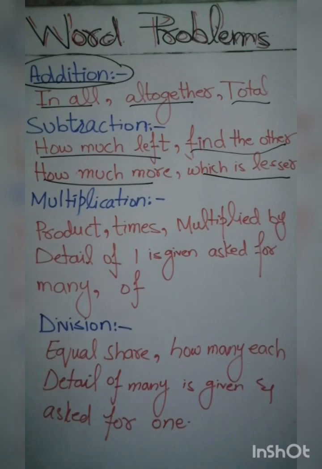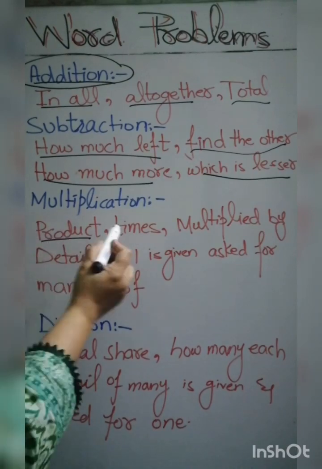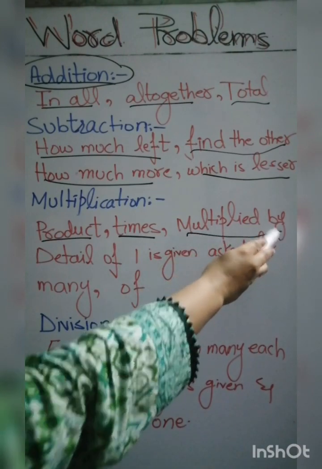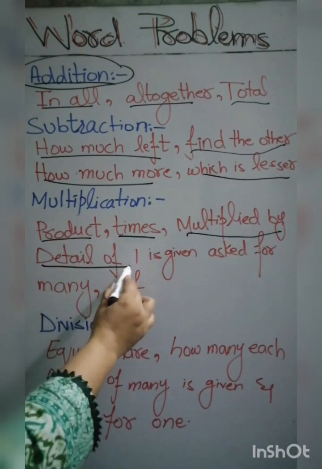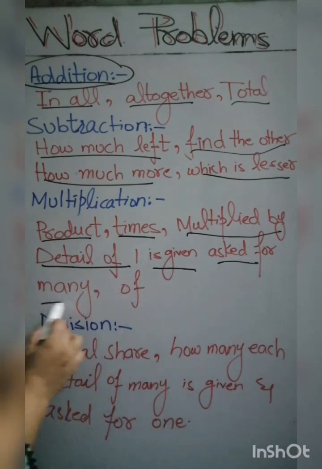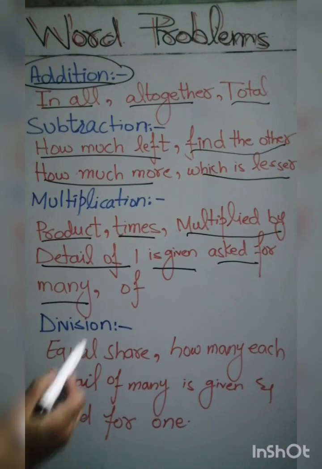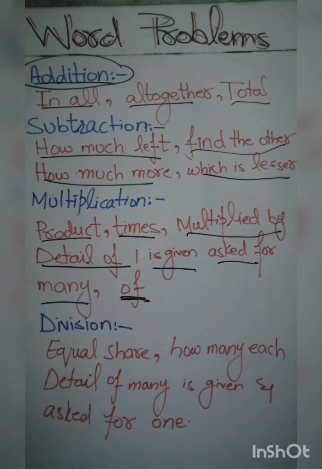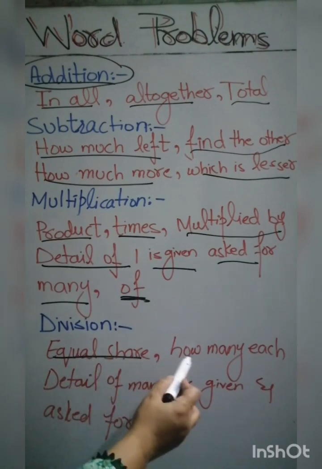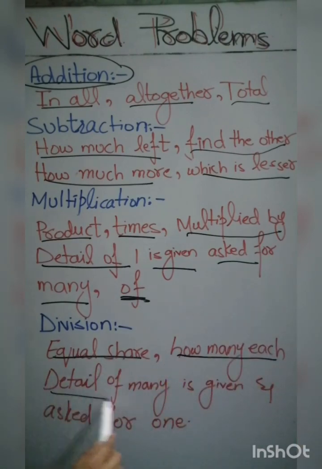Now, if we have words like product, times, multiplied by, detail of one is given and asked for many, then we do multiplication. And if we get the word of, then we do multiplication in our word problems. Now, if we have the words like equal share, how many each, detail of many is given and asked for one, then we do division in that word problem.